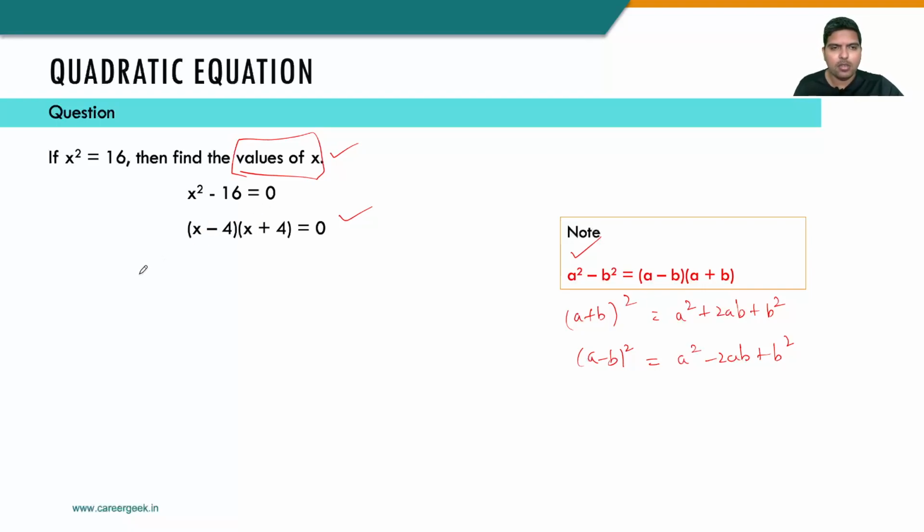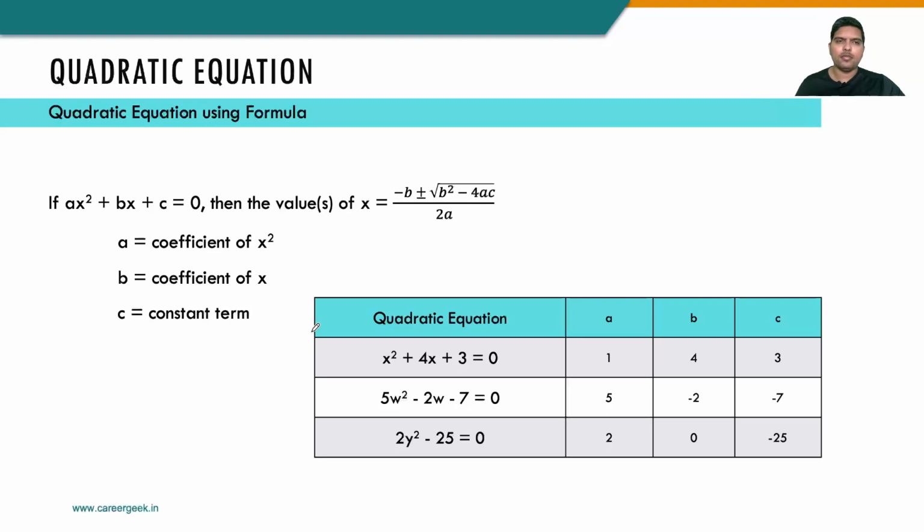Now, we go to step 2 directly, zero product rule. Either the first quantity is 0 or the second quantity is 0. So x is 4 or x is negative 4. Okay, this is tested quite less. Most of you would be knowing this formula.